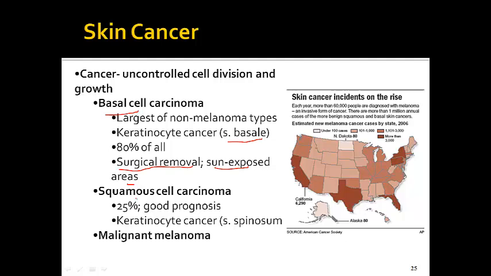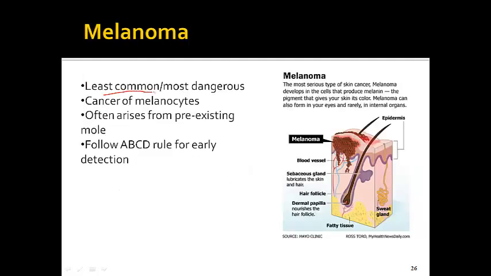Squamous cell carcinomas account for 25% of all skin cancers, and there's a good prognosis that you can survive squamous cell carcinoma. This again is a keratinocyte cancer of the stratum spinosum, and malignant melanoma is the least common but the most dangerous. This is the cancer of melanocytes.